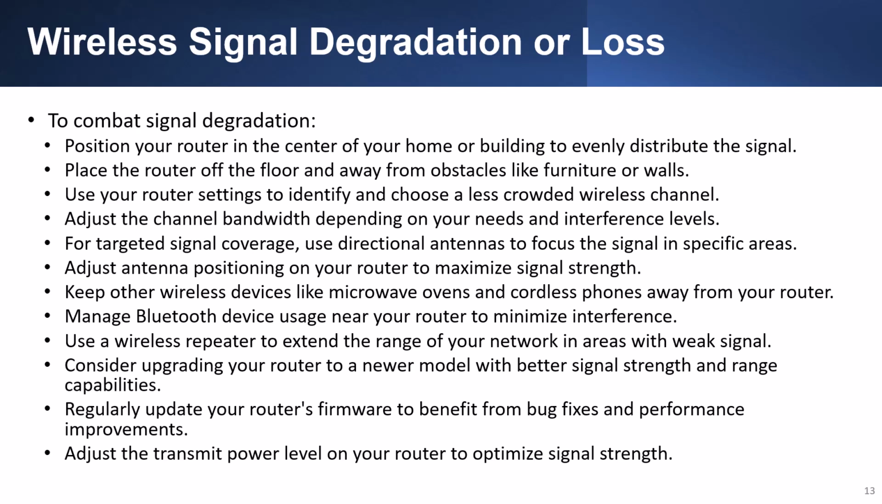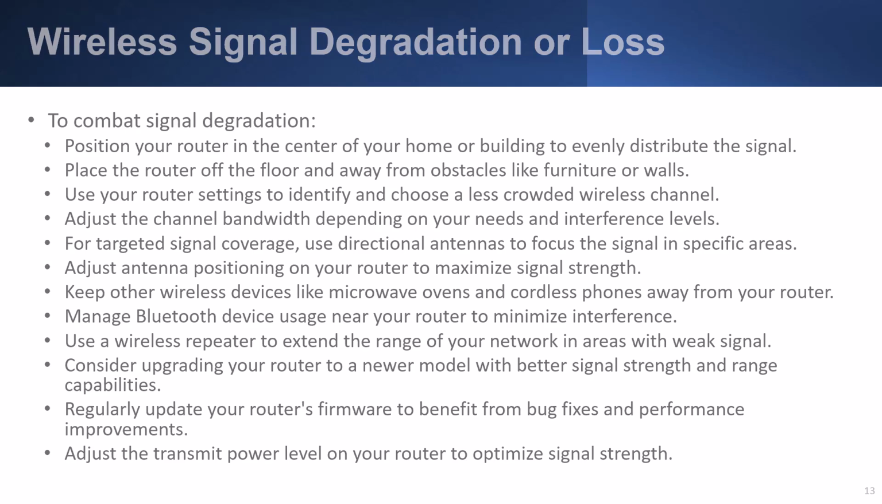Use a wireless repeater to extend the range of your network in areas with weak signal. Consider upgrading your router to a newer model with better signal strength and range capabilities. Regularly update your router's firmware to benefit from bug fixes and performance improvements. And adjust the transmitter power level on your router to optimize signal strength.